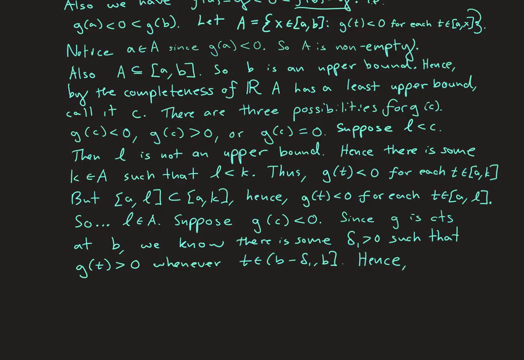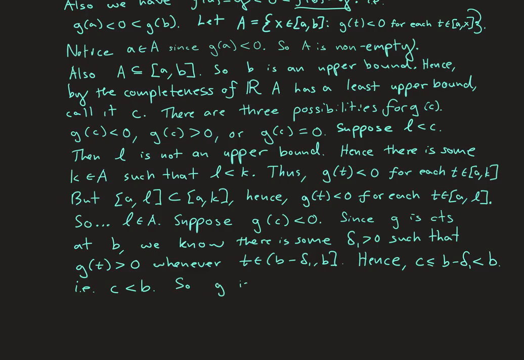Which means all of these are upper bounds of A, and C is the least upper bound of A. So what that means is C is less than or equal to B minus delta 1, but that B minus delta 1 is strictly less than B. Okay, so that's important to say. In other words, C is definitely less than B. That's a finicky thing I have to say because the next thing I want to say is this.